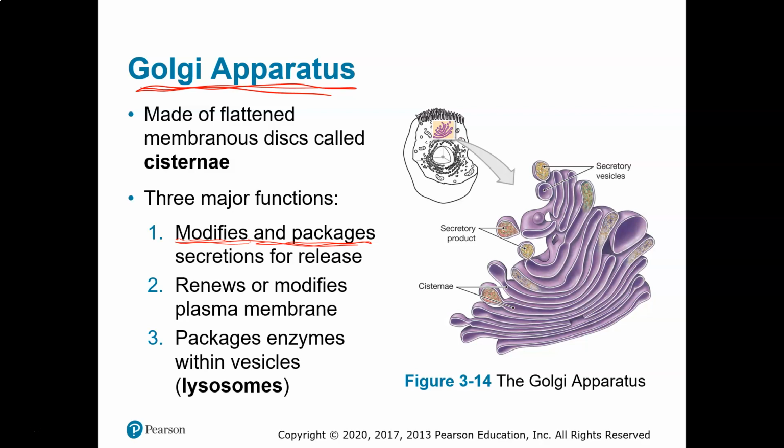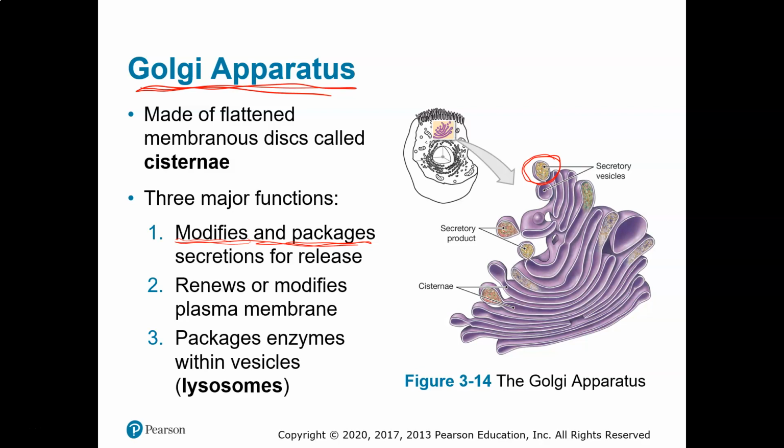The Golgi helps renew or modify the plasma membrane. As you can see, the Golgi will pinch off at the ends and form vesicles, and those vesicles can fuse and join with the plasma membrane and increase the size of the plasma membrane.